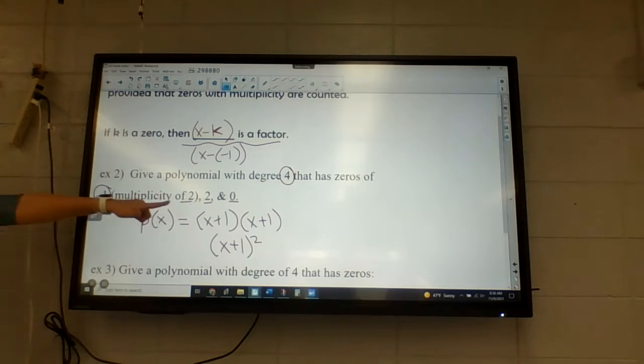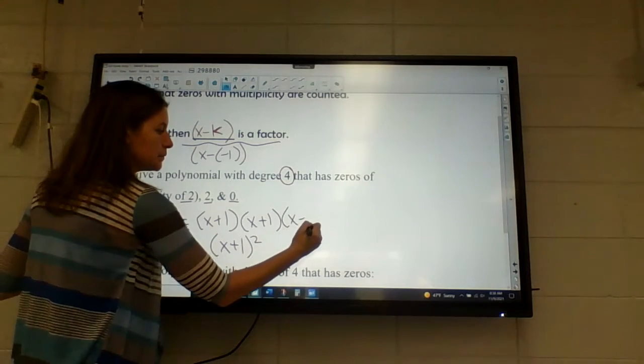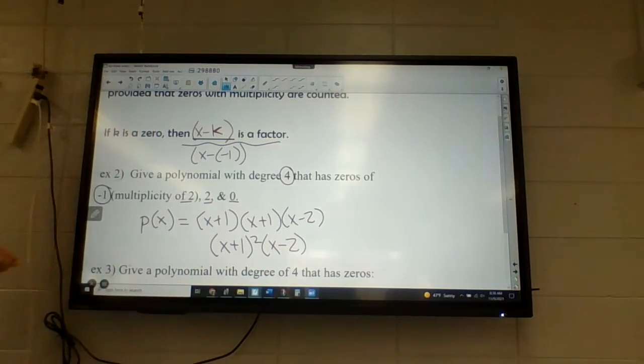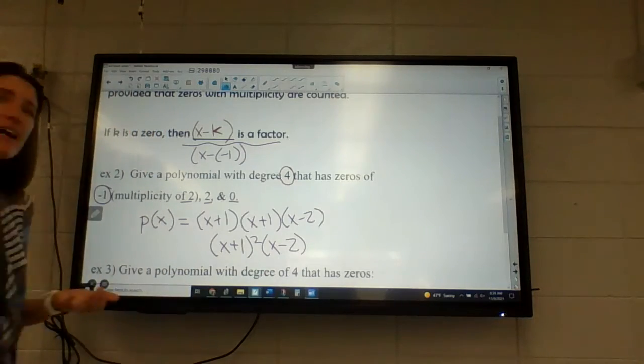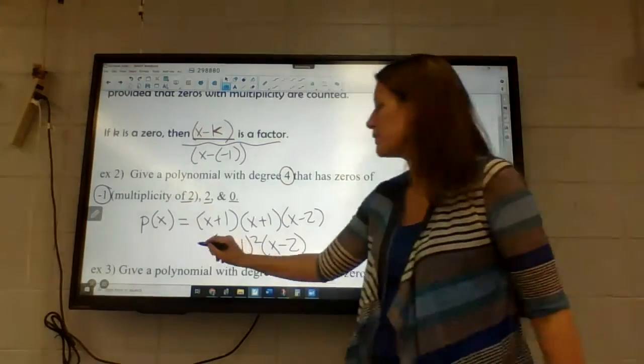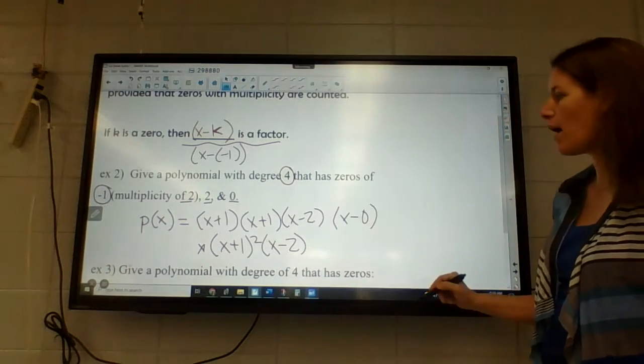How about the 2? X minus 2. Okay. And then just an x, because x minus 0, why would we write x minus 0? We could just write an x. So you could either put that in front, you can write it this way if you want.